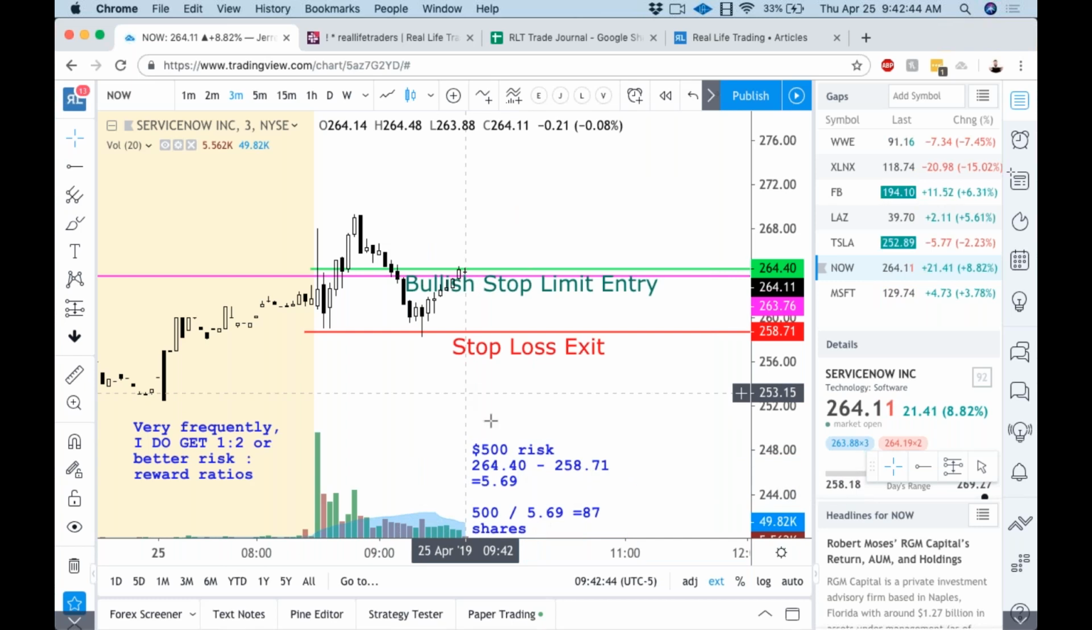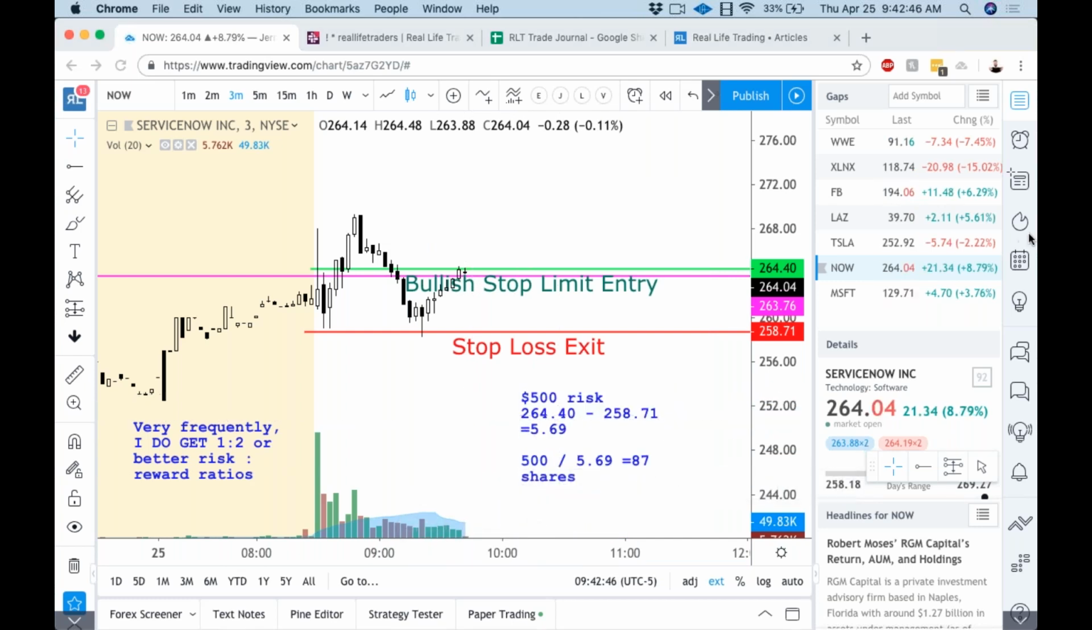Okay. So this would have been an 87 share position. Not a huge position, nothing crazy.